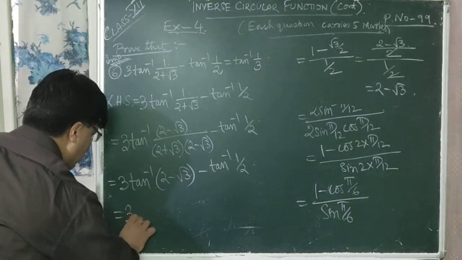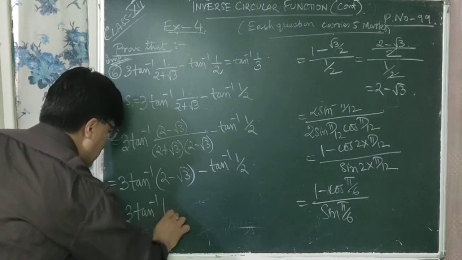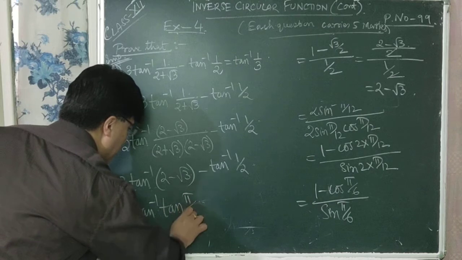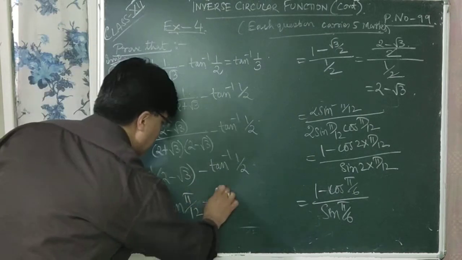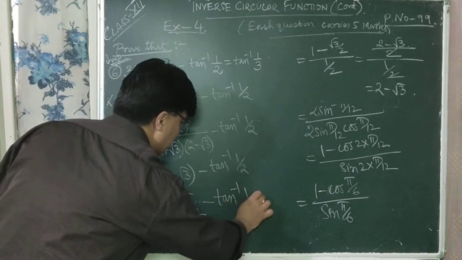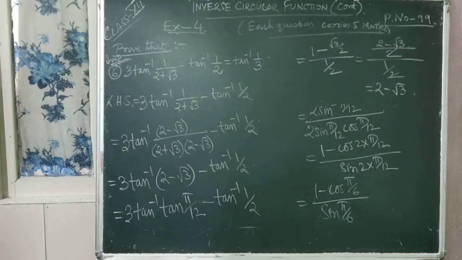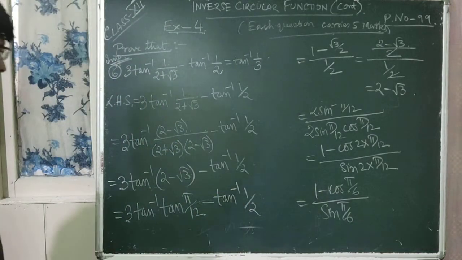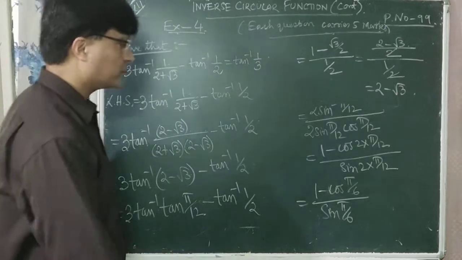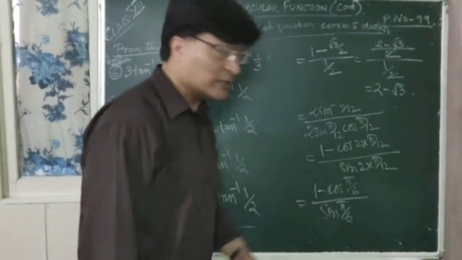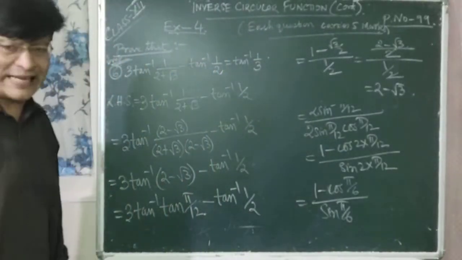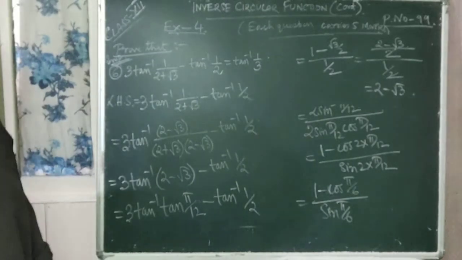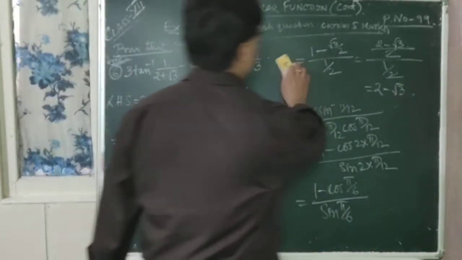So it is equal to 3 tan inverse tan pi by 12, then write down minus tan inverse half. Is that clear? So now let us simplify it. I think you have understood it. How is tan pi by 12 equal to 2 minus root 3? Okay.